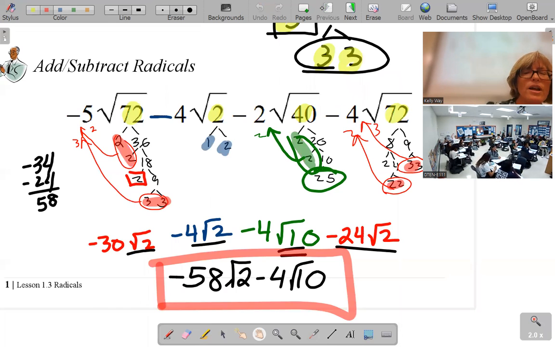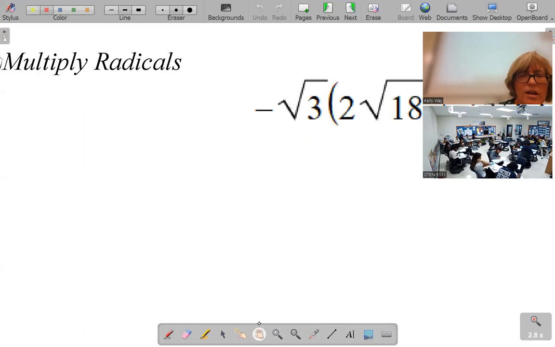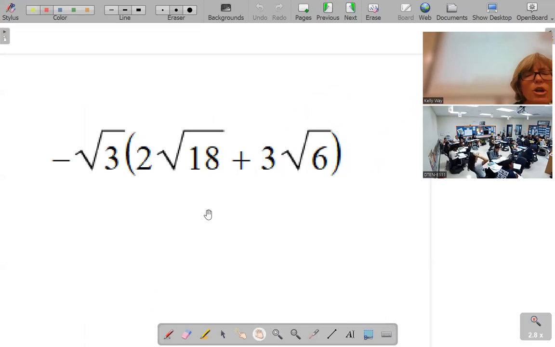So sorry, guys. Negative 58 root 2 minus 4 root 10. All right, here we go. Now we're going to distribute. So this involves multiplication.